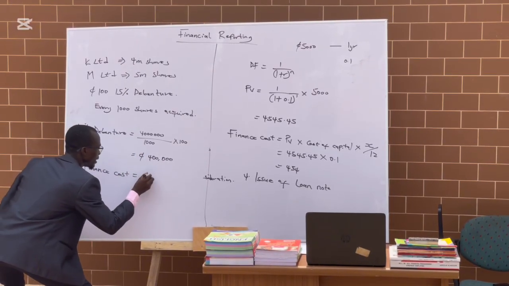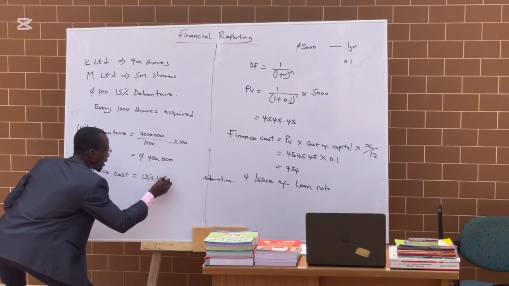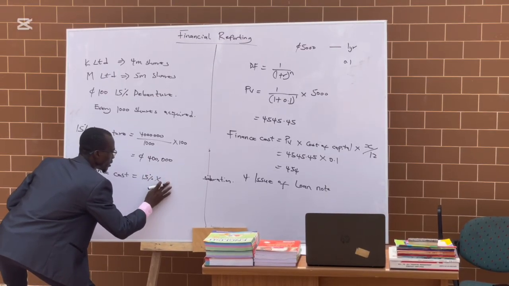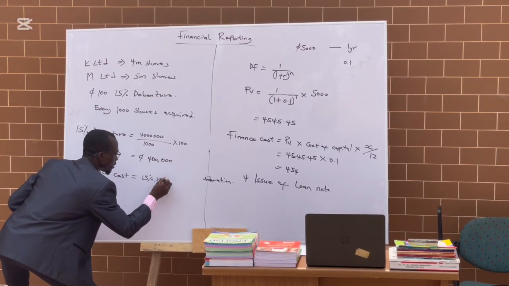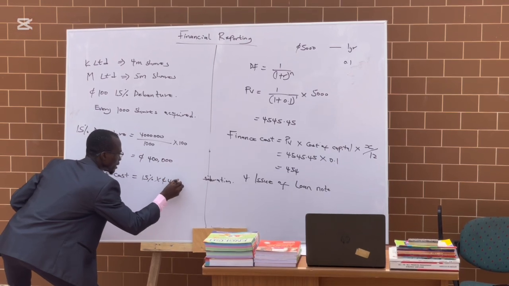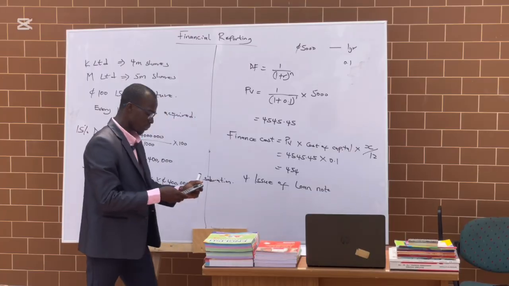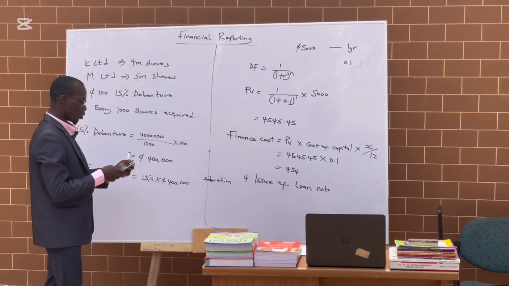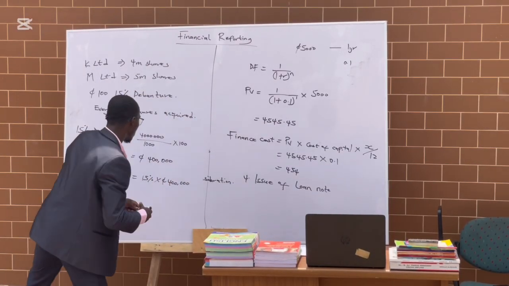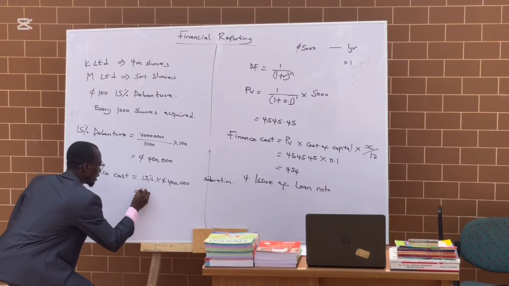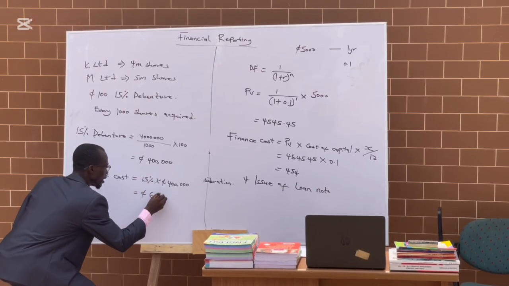So 15% on the 400,000 Ghana cedis. You multiply it to get the finance cost, so we are having 60,000 Ghana cedis.